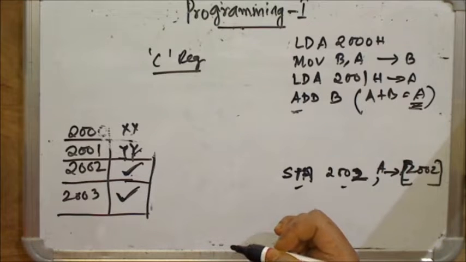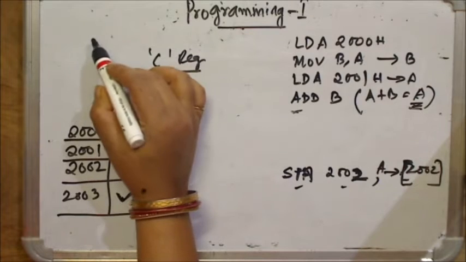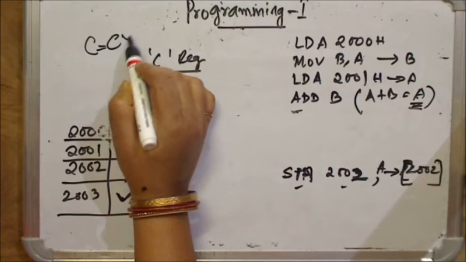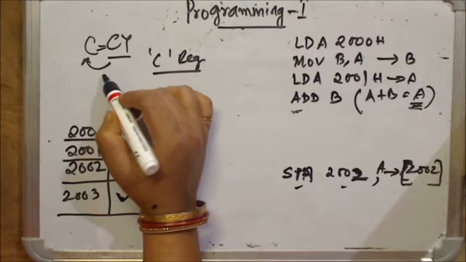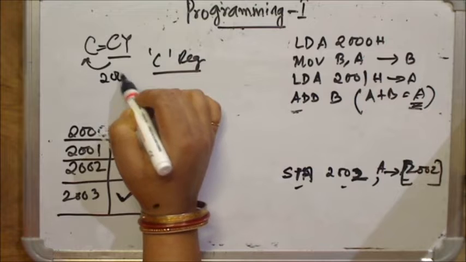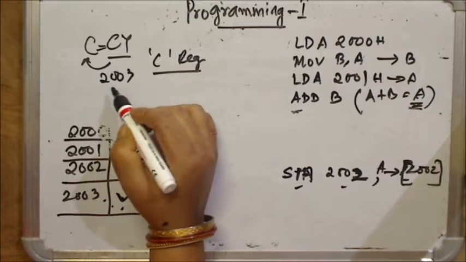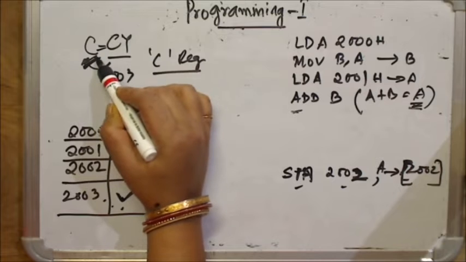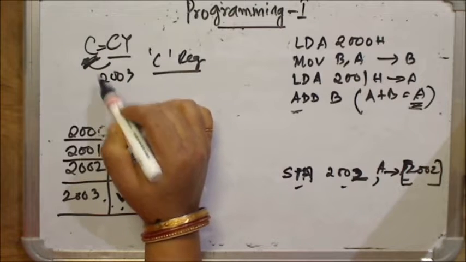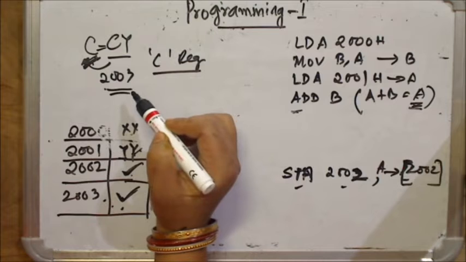Now assume the carry is in C register. From C register you are going to put it in 2003. How will you do it? Your carry should be stored in 2003. So from C register, we have assumed that the carry is stored in C register, you are going to put it in 2003.